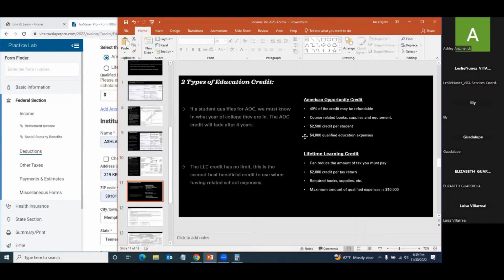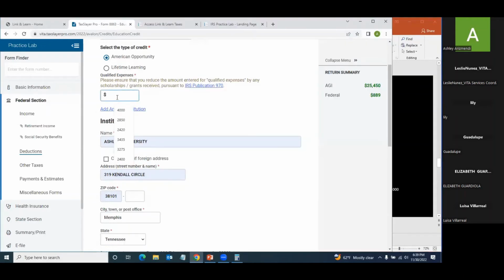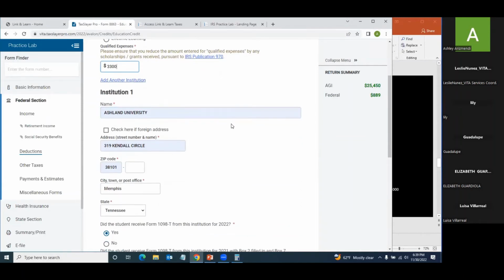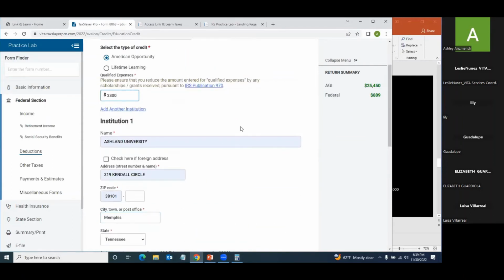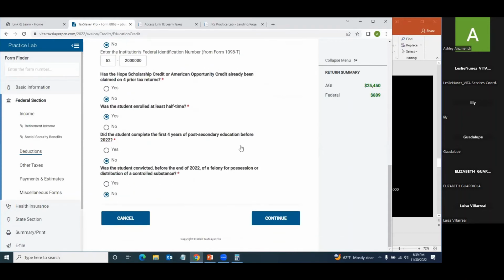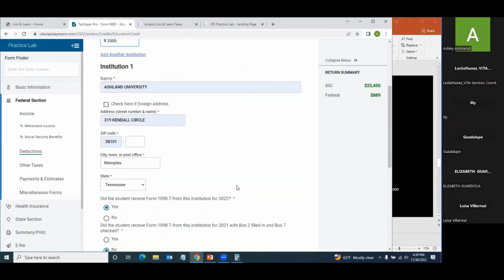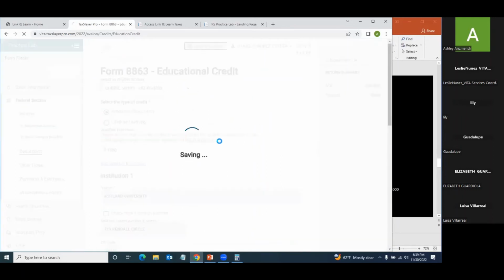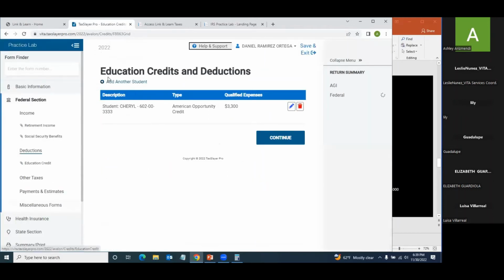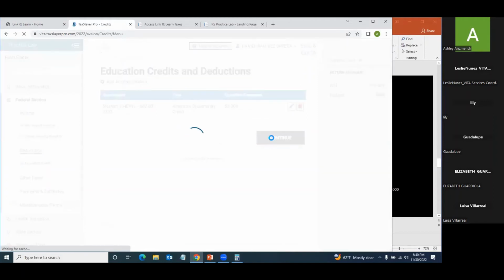Their qualifying educations can't exceed 4,000. So she's at 3,300. That's where we're gonna put 3,300 to determine the qualifying expenses, because that's how much they paid with their scholarships deducted. And this would be it for this education credit part. And then it'll take you to the second page. If you wanted to add another student, if they had more dependents, you would add another student here. And then we would push continue.